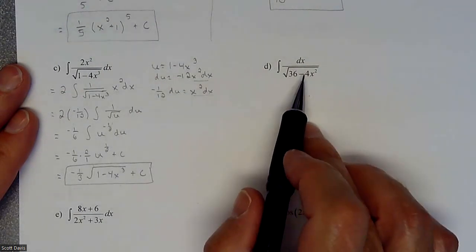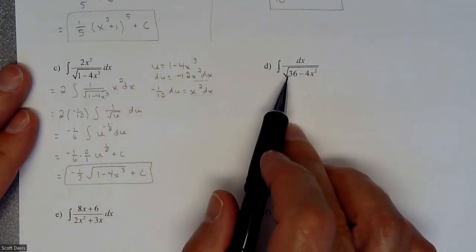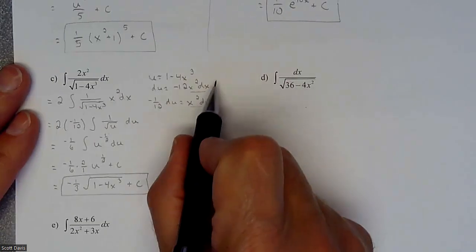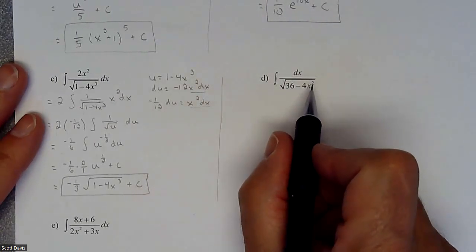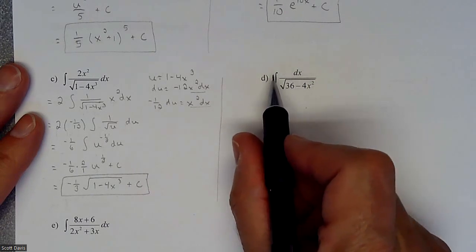So another one, similar, right? I have a square root in the denominator. The big difference on this one is that if I were to take the derivative of the inside, derivative of x squared, I don't have an x anywhere.